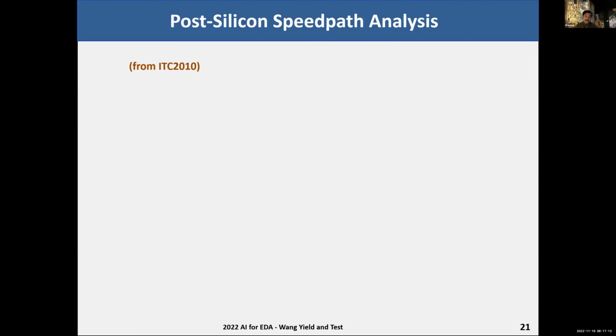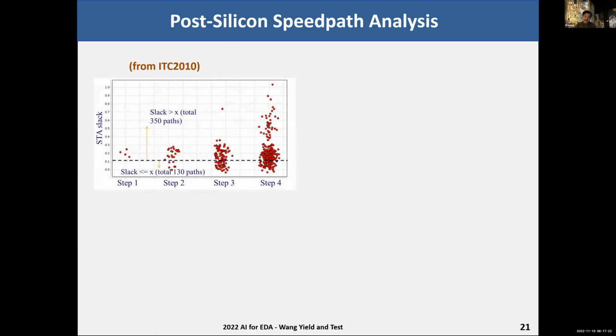Then we thought about a related problem, which is post-silicon speed path analysis. In this example, we have the data telling us which paths are the speed-limiting paths on a high-performance microprocessor, and this is with another company. For example, you can see in this chart there are 4 paths limiting the speed, the top 4 paths. The y-axis shows their predicted timing slack by the static timing analyzer.